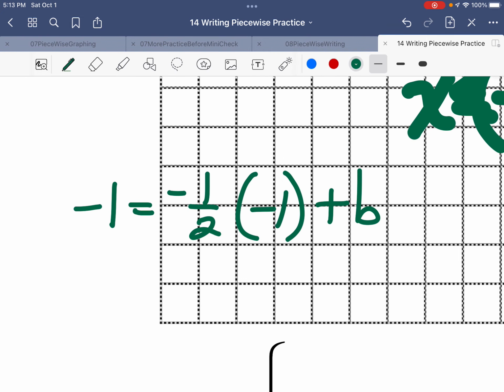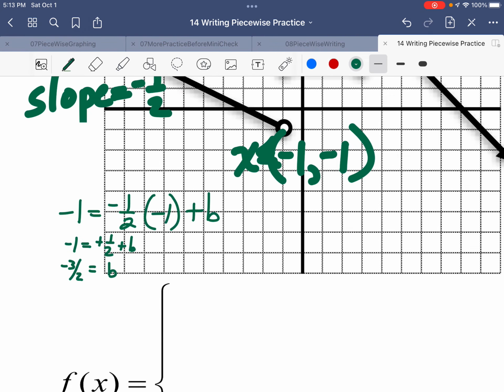I got a lot of the same types of numbers here, but basically this equation is nothing more than -1 equals 1/2 plus b. If I subtract 1/2 from both sides, I get -3/2. So my equation has a slope of -1/2 x. It has a y-intercept of -3/2. And remember, we decided that we are less than the x value of -1.